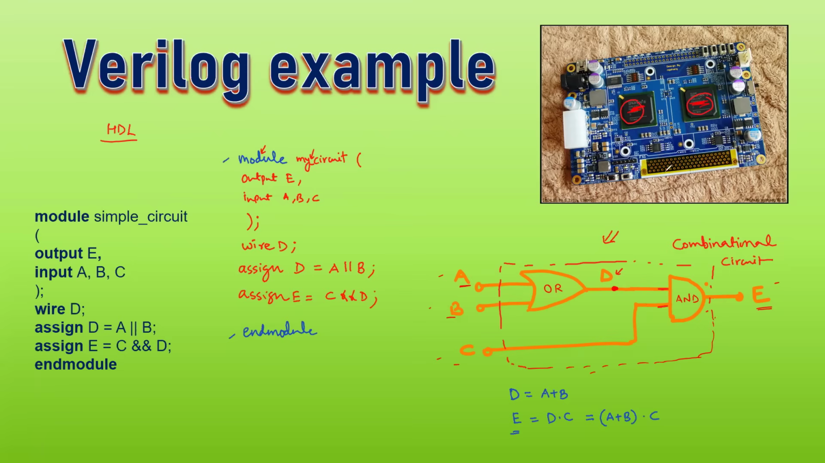For example, this is a board on which there are ICs, and inside the ICs there are digital circuits that have been implemented by first writing the Verilog description, the Verilog constructs, which describe your hardware, and you are defining inputs and outputs. Then you are assigning the logical operations. You are defining the internal wire. You always start with the module and end with the end module.